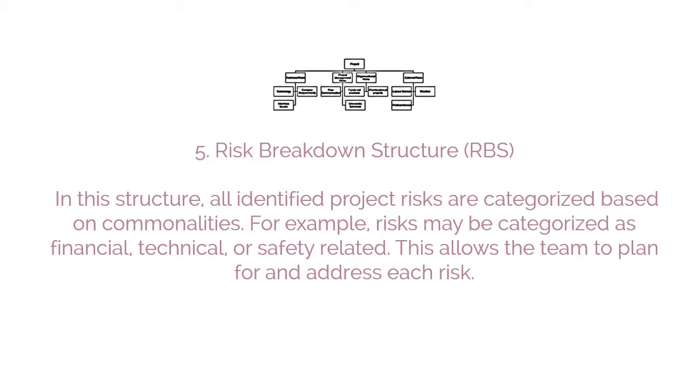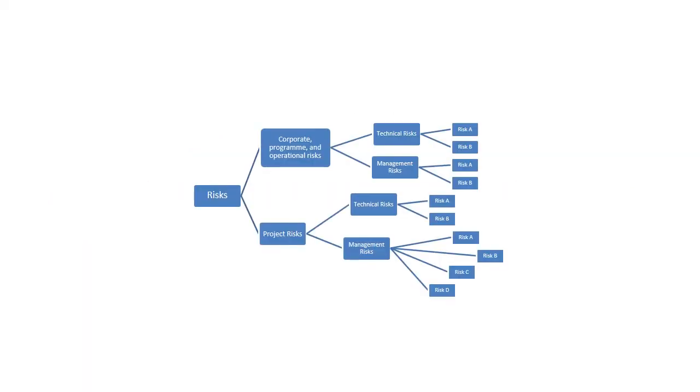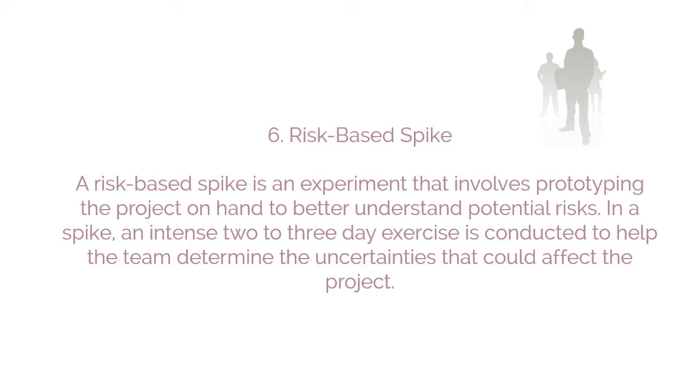5. Risk breakdown structure, RBS. Another key tool used to identify risks is the risk breakdown structure. In this structure, all identified project risks are categorized based on commonalities. For example, risks may be categorized as financial, technical, or safety-related. This allows the team to plan for and address each risk. The following is a generic template for RBS.